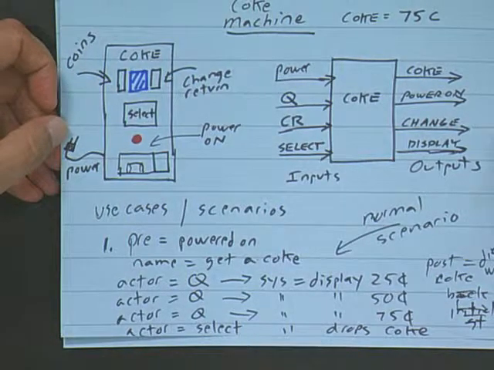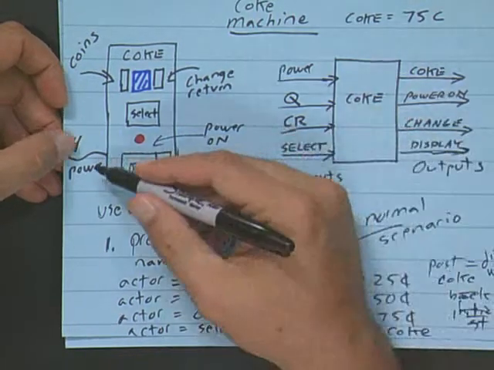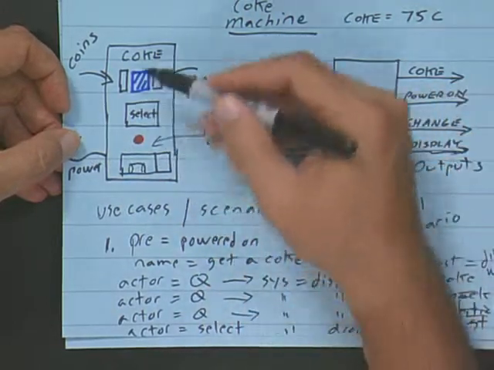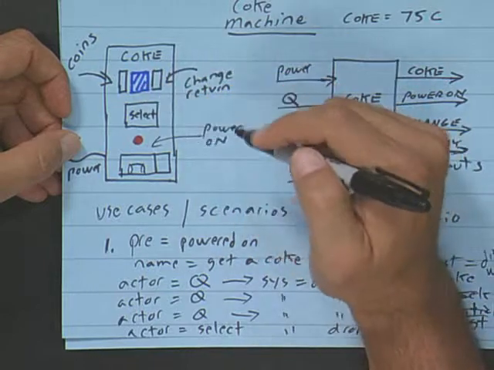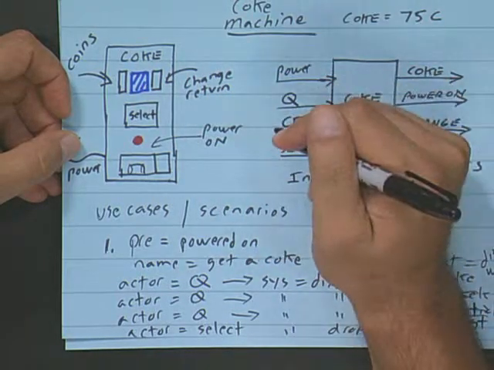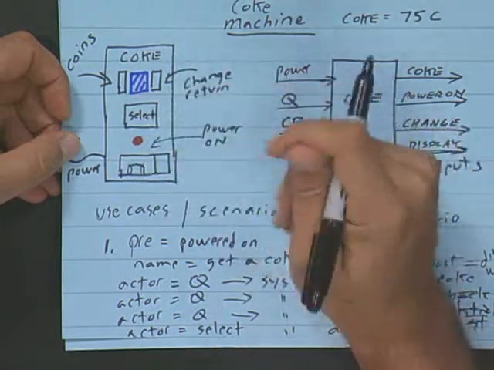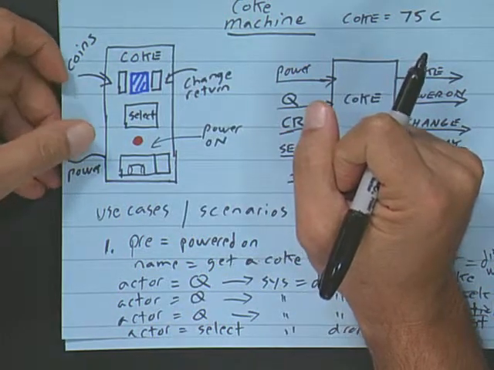Well, from a software perspective, we'd probably get to some initial state by turning the machine on, right? So we'd probably plug this into the wall and the system would boot up and come to some initial state, and the software would show some welcome sign on the display and the power light would be on. It would be waiting here, just waiting for someone to walk up.